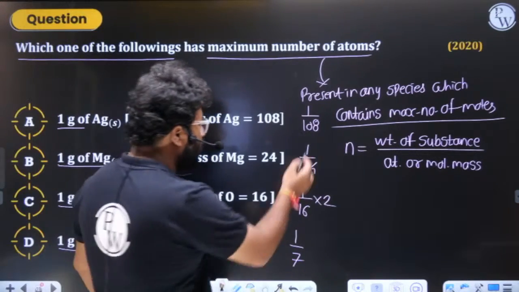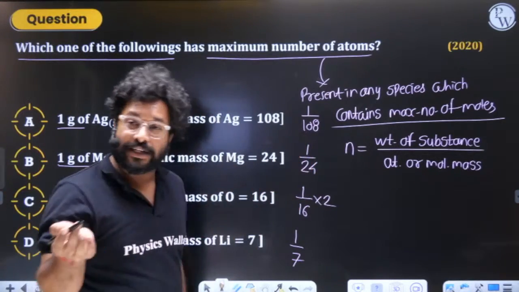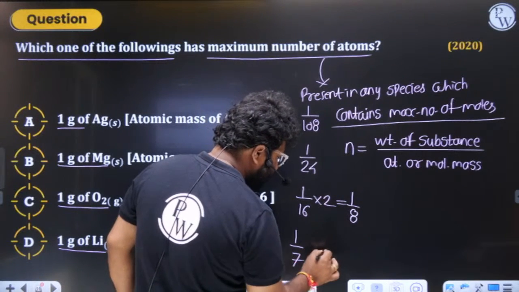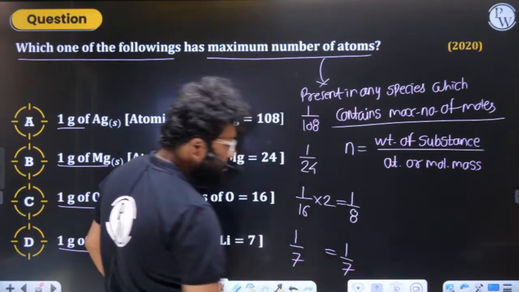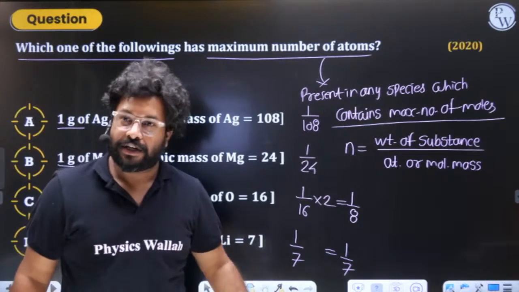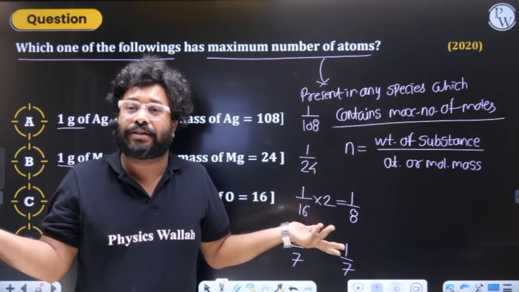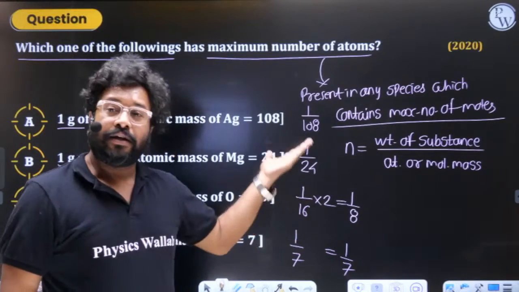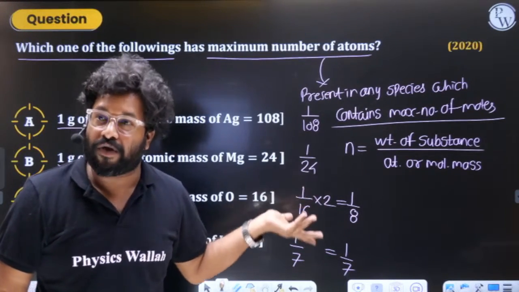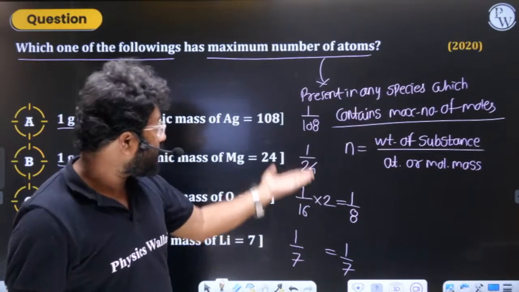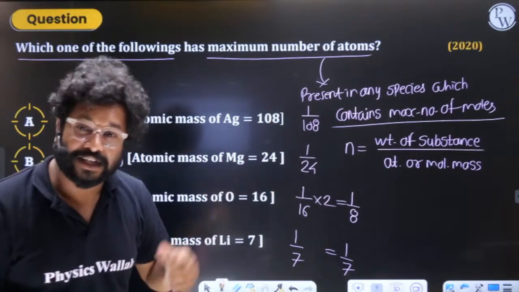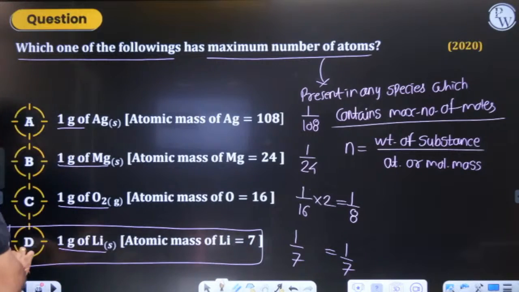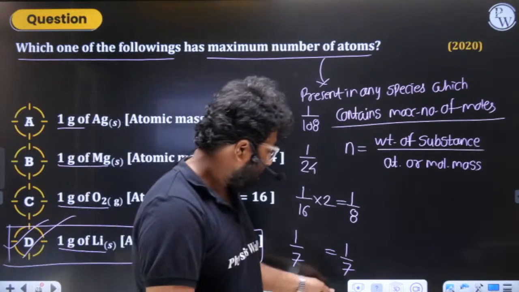So if you solve, 1 by 108 is going to be the smallest number. Here you are going to get 1 by 8. And here you are going to get 1 by 7. So out of all these species, 1 by 7 would be the biggest number. If 1 by 7 is the biggest number, it is obvious that it would contain the highest number of atoms, because it is going to contain the highest number of moles. And that is why option D is the correct answer here.